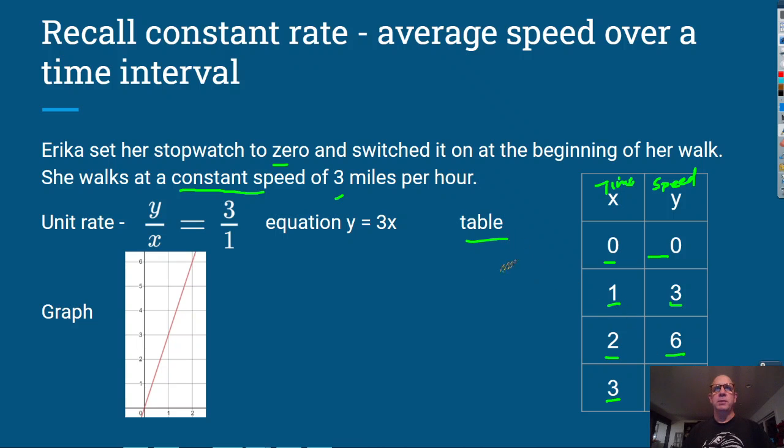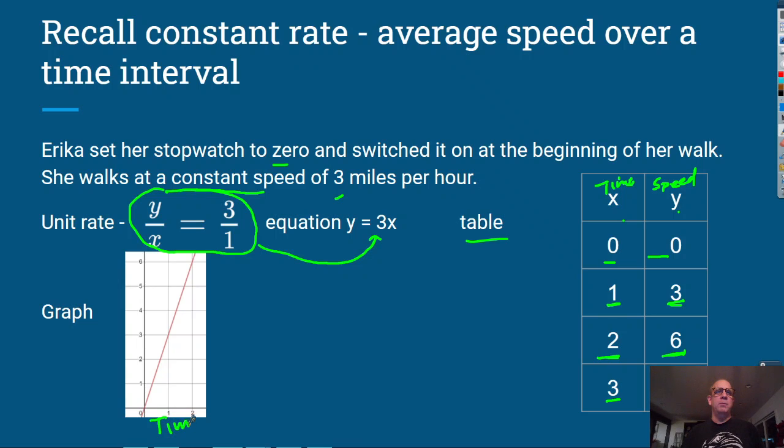Okay, so that's our table. If we divide y divided by x, we get our constant or our unit rate, which is 3 divided by 1 is 3 over 1, 6 divided by 2 is 3, 9 divided by 3 is 3. So our constant keeps being 3 over 1, which we can put in the equation because 3 over 1 is 3. So the equation is y equals 3x. For speed, if you want to know how far she walked, you would take the time x and multiply by 3.